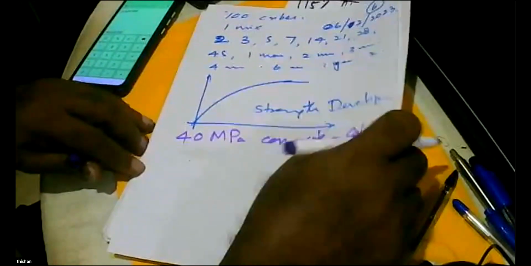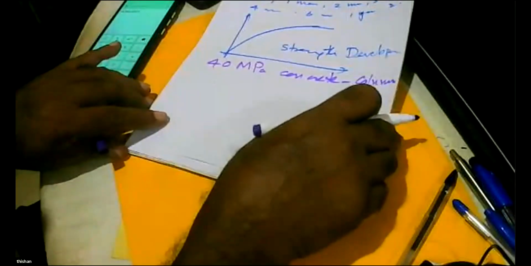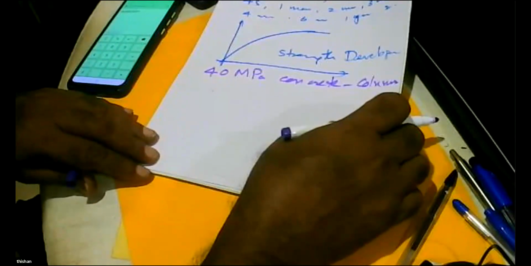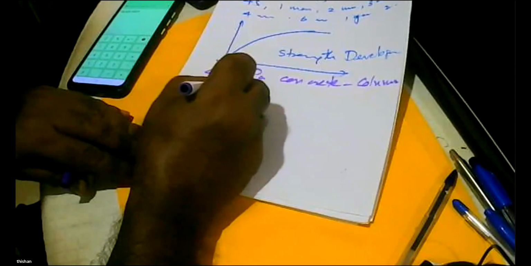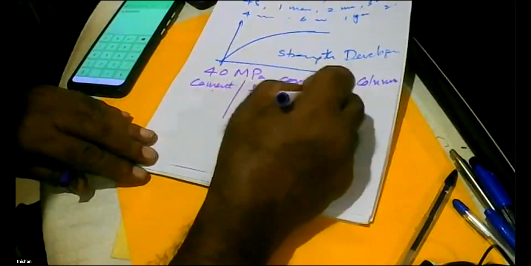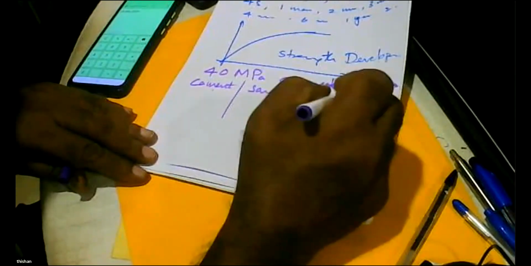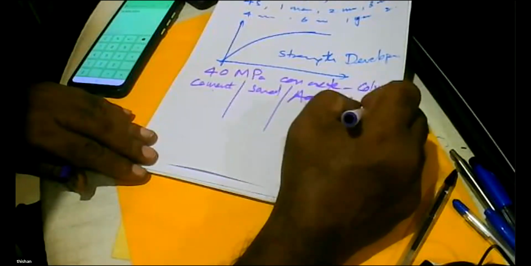Because I said in this big, large, tall building, 50 stories, I need 40 megapascal concrete for the column in the first 10 floors. So how to get 40 megapascal? Cement, sand, aggregate, water, and wet density.